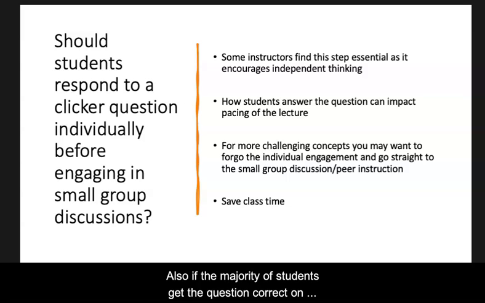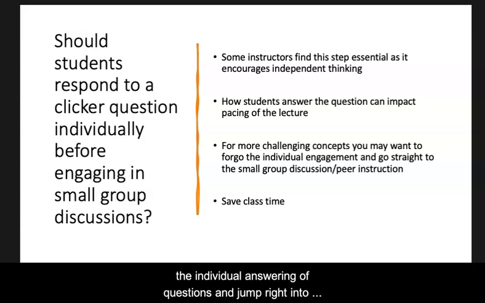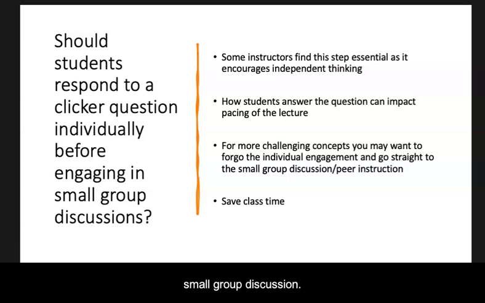Also, if the majority of students get the question correct on the first try, the instructor may not want to spend time doing small group discussions, but rather use that question as a quick review and move on to other material. Other instructors who teach upper level or more challenging concepts forego the individual answering using the clicker question and go straight to peer instruction. Students might need that time together to get traction they need to tackle the problem or concept. Other instructors who are short on class time will forego the individual answering of questions and jump right into small group discussion.